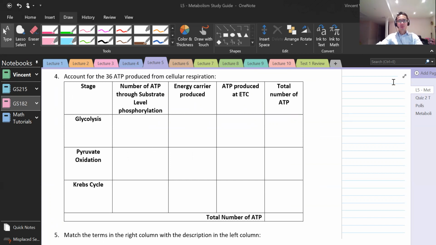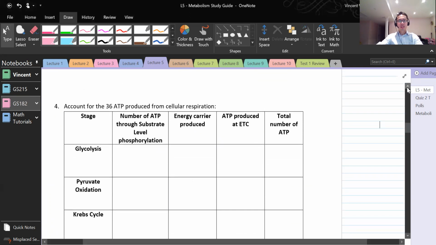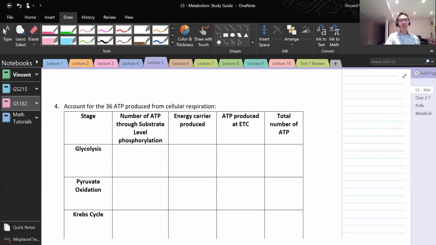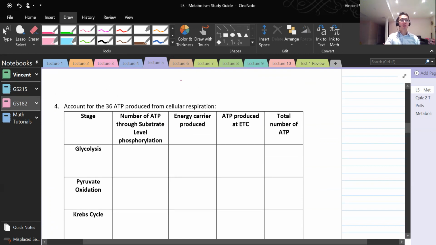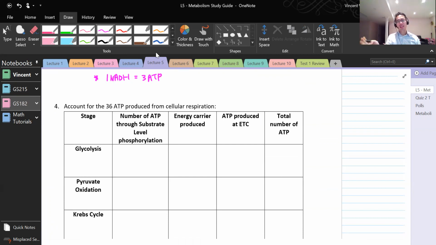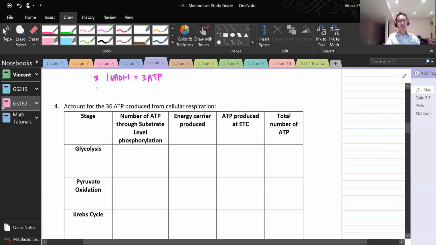Okay. So this will help us account for the 36 ATP that will be produced. Okay, and just to reiterate, 1 NADH equals 3 ATP, right? Under ideal condition. Does it always give you 3? Probably not. There's probably some efficiency thing going on that would reduce the maximum output, but under ideal condition, 3 ATP, whereas 1 FADH2, under ideal condition will be 2 ATP.